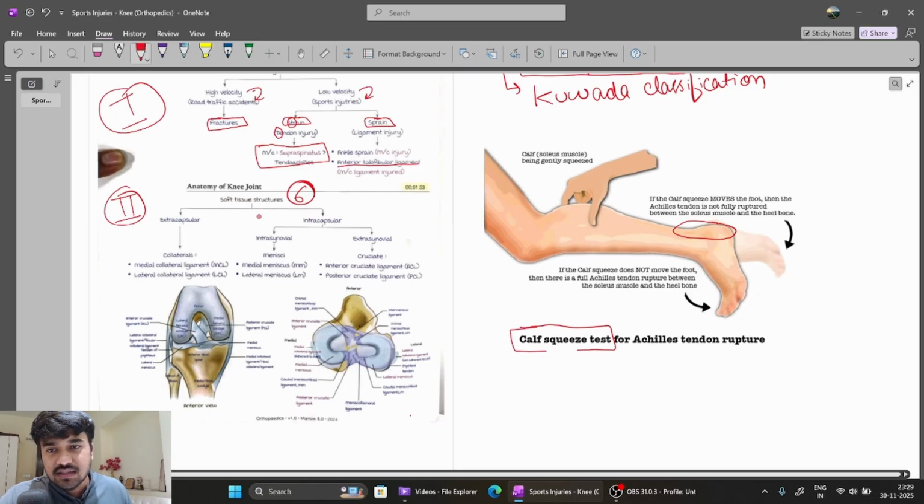So these 6 ligaments can be grouped as the extracapsular ligaments and the intracapsular ligaments. So the extracapsular ligaments are basically 2 ligaments: the medial and lateral collateral ligaments.